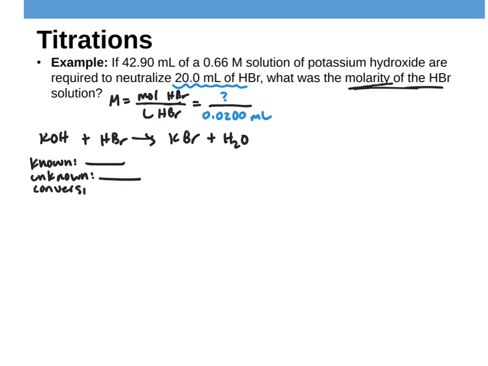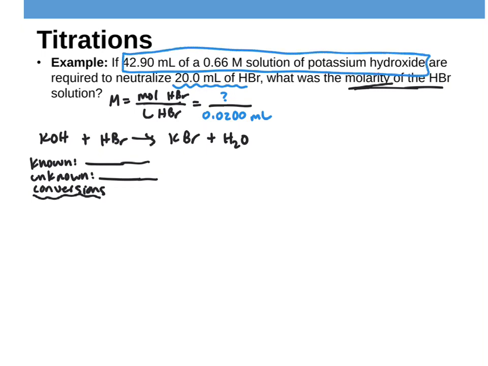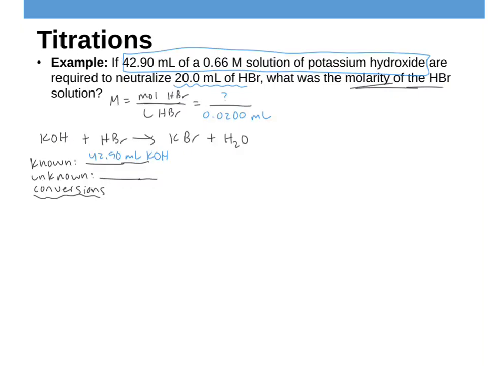Conversions. So the known amount for this one, right, this thing that we're starting out with that we know for sure is all this information about the potassium hydroxide solution. So I know that there is 42.90 milliliters of my KOH solution.